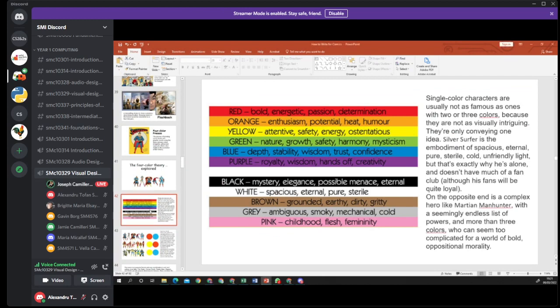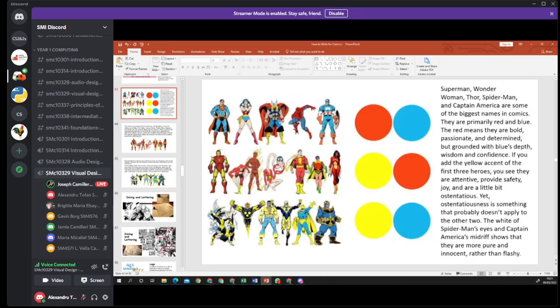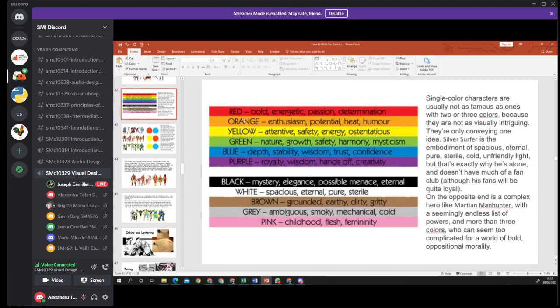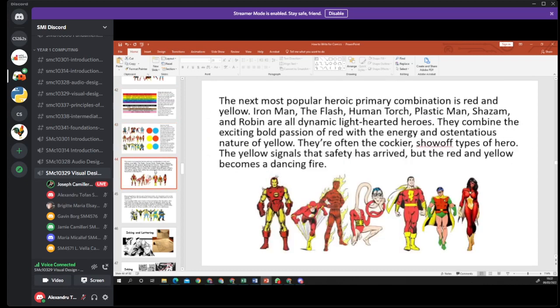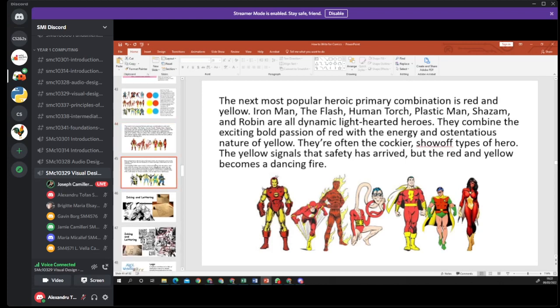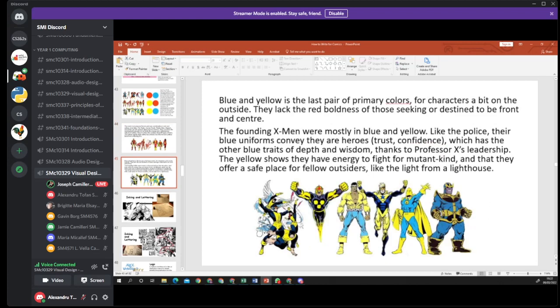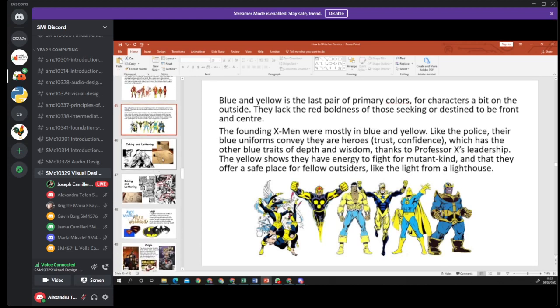So we start getting the creation of these characters. So red and blue, which are technically, as we see over here, bold, energetic, passionate, determined, depth, stability, wisdom, trust, and confidence. We see these characters over here. Yellow and red, we see these characters, and yellow and blue, we see these characters. So we see the Flash, Human Torch, Plastic Man, Shazam, and Robin are all dynamic, light-hearted heroes. Over here we have the founding X-Men, who were all in blue and yellow, like the police. Their blue uniforms convey that they are heroes, so they convey trust and confidence, which has the other blue traits of also depth and wisdom. So all these colors actually have much deeper meaning.